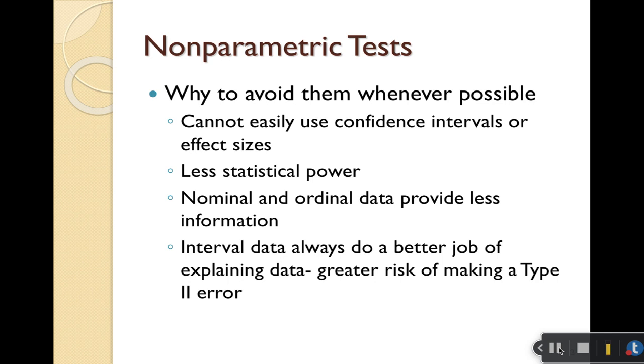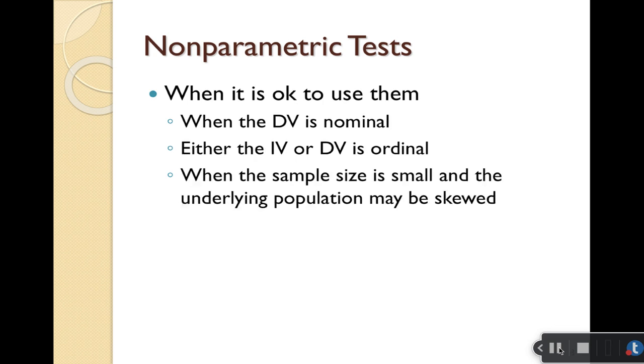At the end of the day, our interval data are always going to do a better job of explaining, therefore making a greater risk of making a type 2 error. So that takes us way back to the beginning of the course. Whenever possible, we prefer that interval ratio data, but sometimes we don't really have a choice.